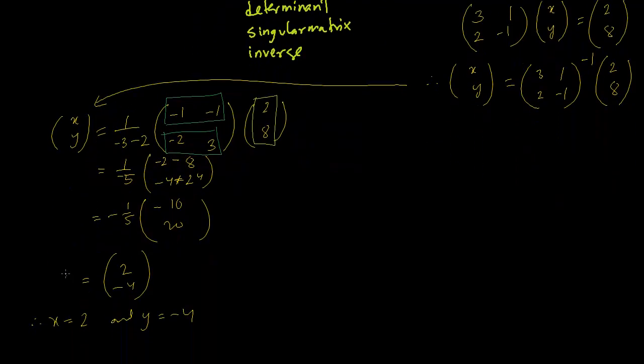Now let me talk a little bit about column vectors. For column vectors, you need a little bit of background about vectors. So let me tell you, vectors are represented with a line.